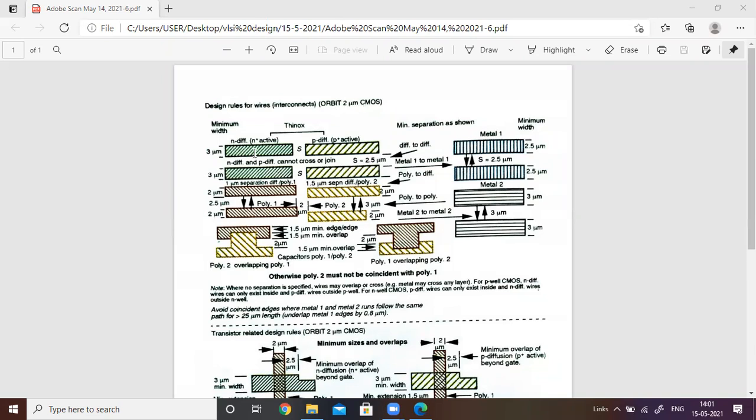In this case we have N diffusion, P diffusion, polysilicon, but here we have two polys. One poly is red color, another is orange color. This is called poly 1 and this is called poly 2, to distinguish between the different types of polysilicon and structures. Similarly, we have metal 1 and metal 2. That's why it's called double metal, double poly. Just observe the design rules here.